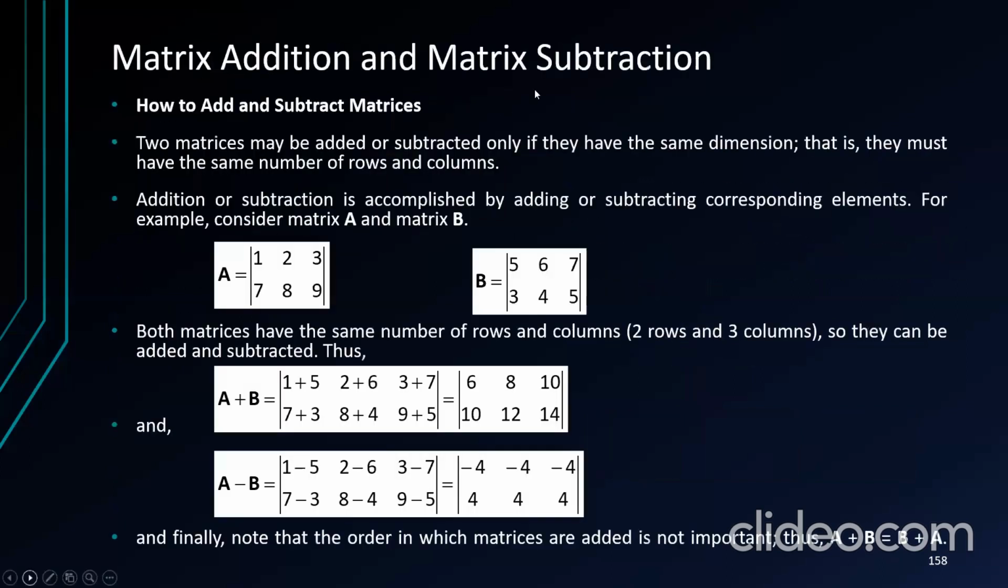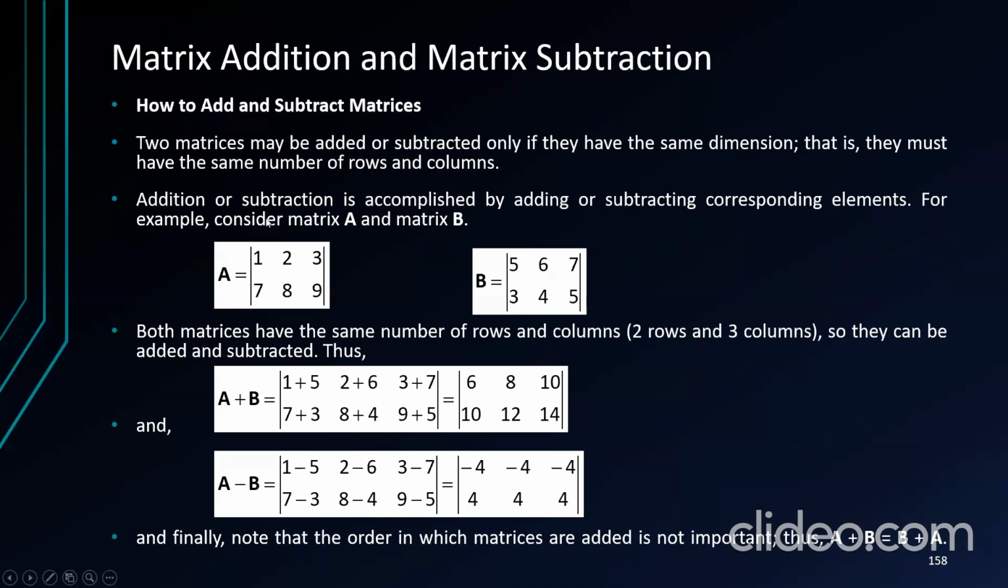So matrix addition and matrix subtraction. How to add and subtract matrices. Two matrices may be added or subtracted only if they have the same dimension. That is, they must have the same number of rows and columns. Addition or subtraction is accomplished by adding or subtracting corresponding elements.